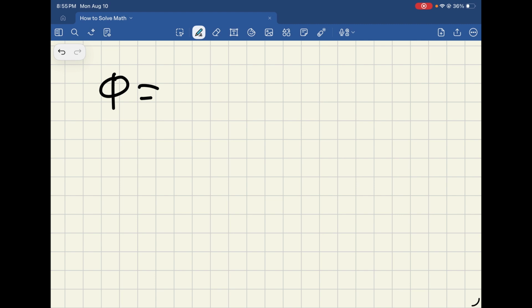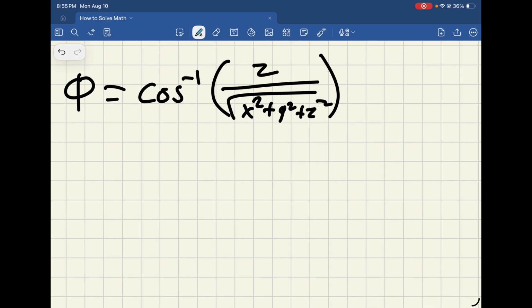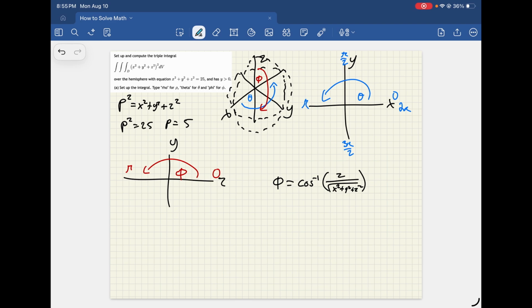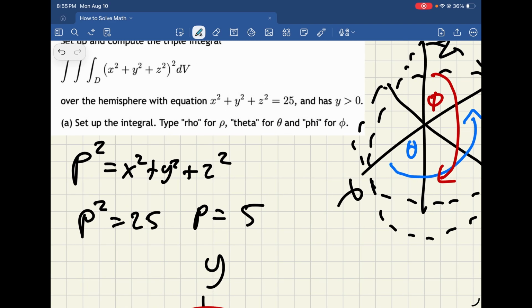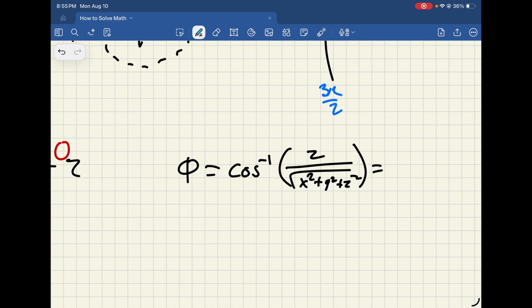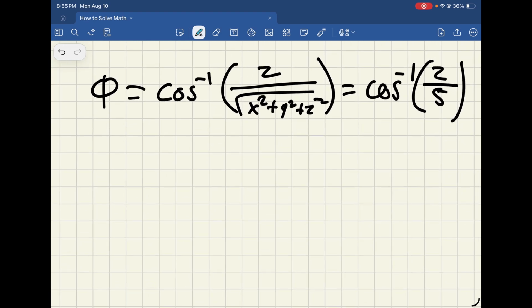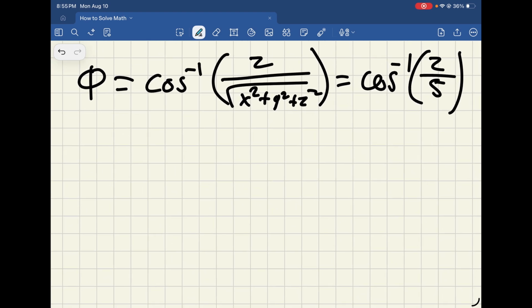the formula that phi is equal to arc cos of z over the square root of x squared plus y squared plus z squared. Here for our equation, let's remind ourselves that x squared plus y squared plus z squared is equal to 25, and the square root of 25 is 5. So it will be the same as arc cos of z over 5. And now let's solve for z.